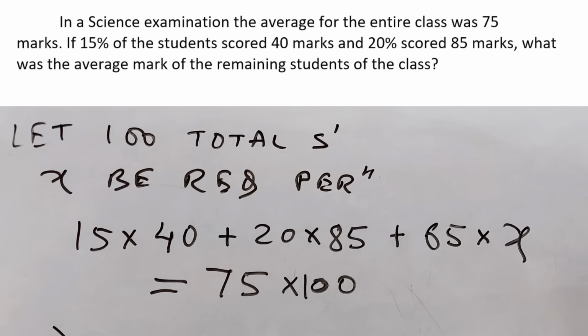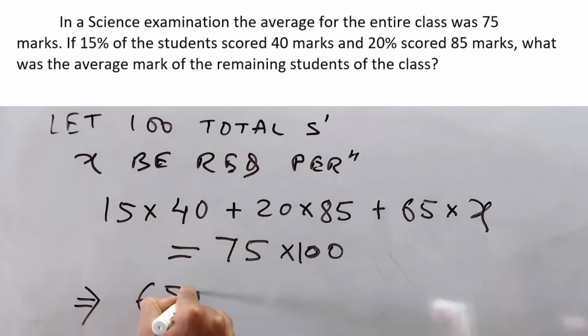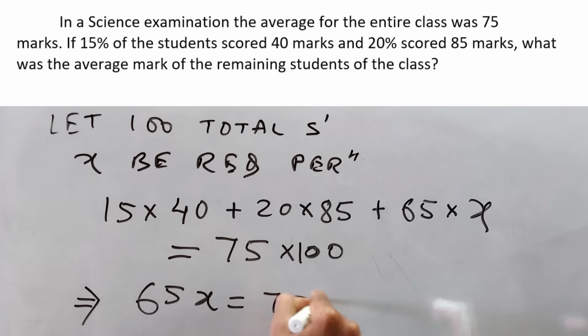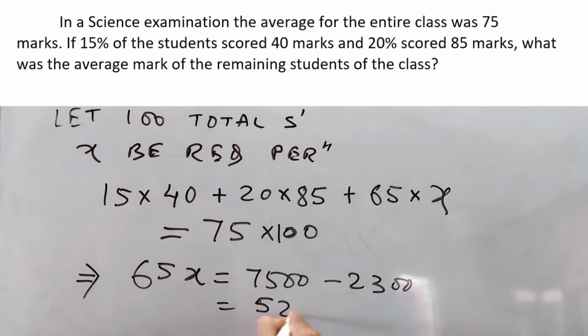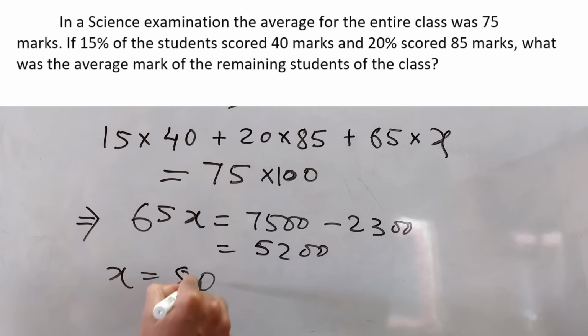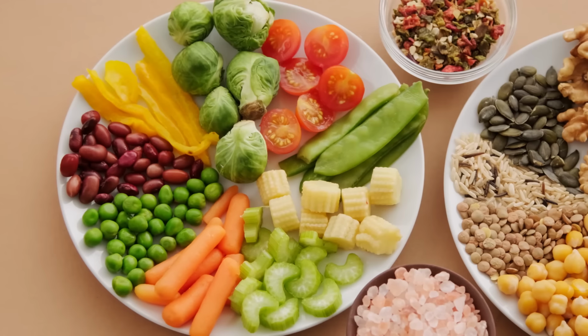Okay, we have got the equation, means we can solve it, right? If you haven't tried, you just pause it here at least and try this part. So 65x is equal to 7500 minus 2300, right? And this is 5200. So x is equal to... easy, right?